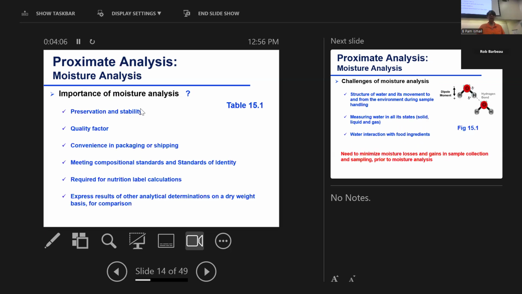Something we didn't say is you actually measure it for nutrition labeling calculations. Because although we don't report either ash or moisture on the nutrition label, we measure them because we need to get total carbohydrate, which we put on the label, because there's not one method that gives us total carbohydrate content in a complex sample.